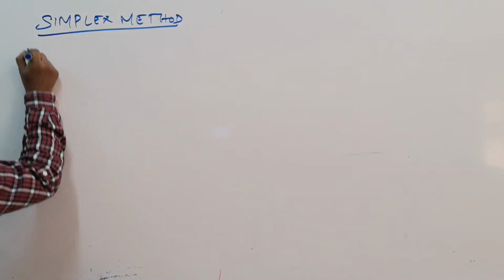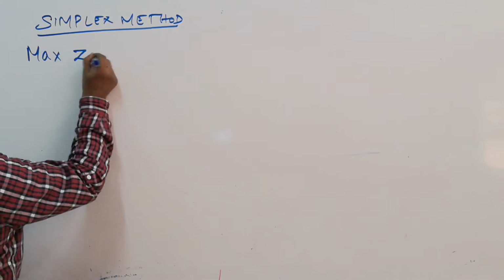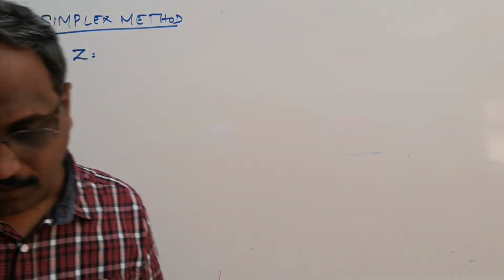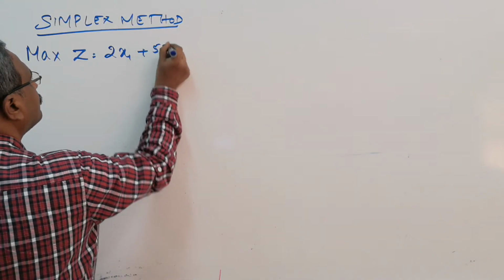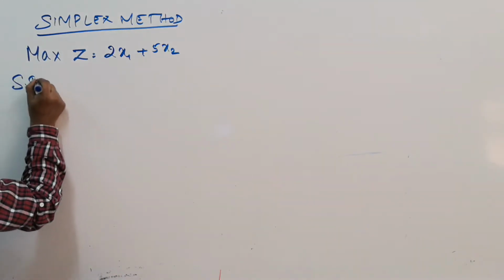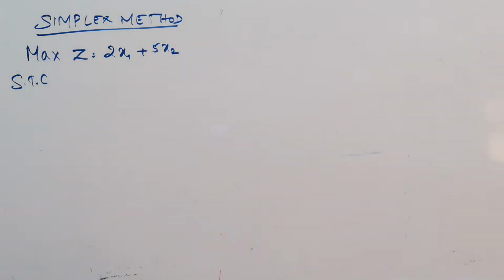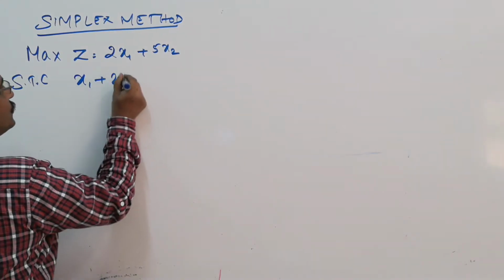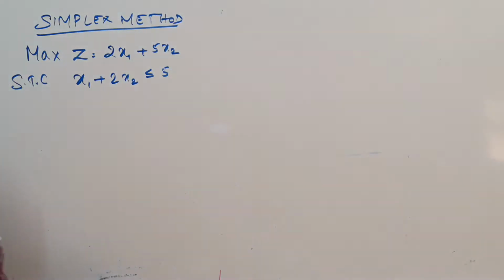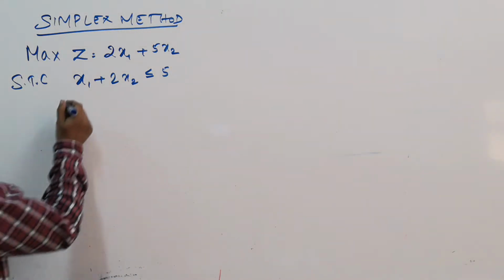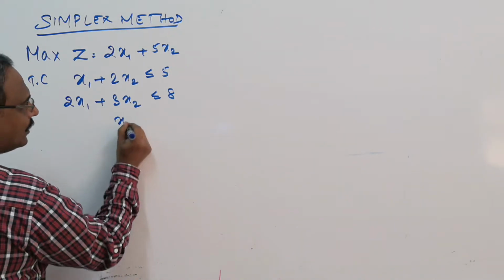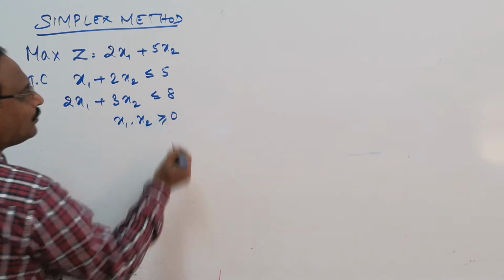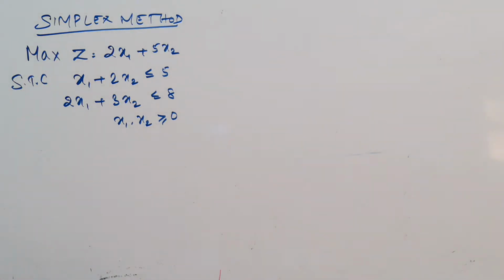Maximum result is equal to 2x1 plus 5x2, subject to the constraints x1 plus 2x2 less than or equal to 5, 2x1 plus 3x2 less than or equal to 8, x1, x2 greater than or equal to 0. So here is the simplex problem.